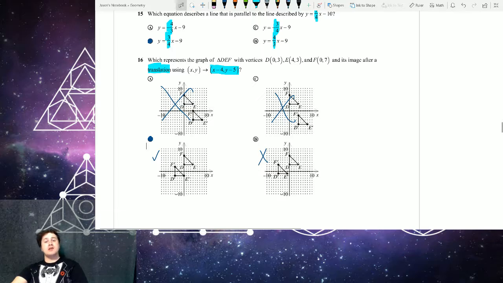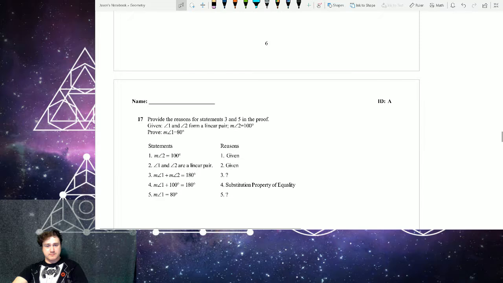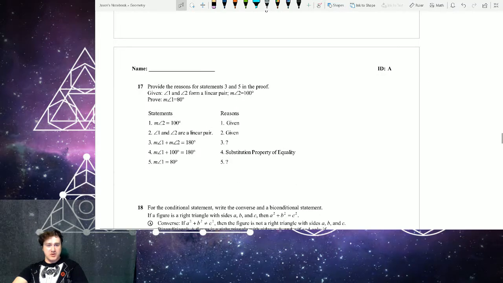Alright, so then that will take us to number 17, where it's another proof where we have to fill in the blanks. For this one, provide the reasons for statements 3 and 5 in the proof. Angle 1 and 2 form a linear pair. Measure of angle 2 is 100 degrees. Prove that measure of angle 1 is 80 degrees.